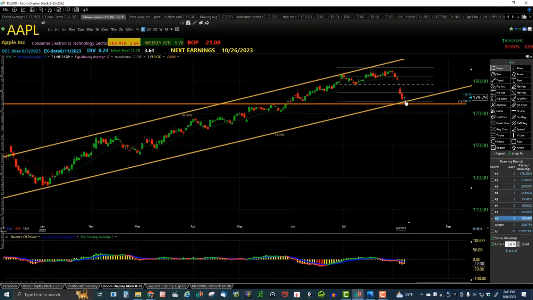Something like this, I look to play once I have confirmation, something like a 10, maybe even a 12-day, something that expires on a Friday, back up to the upside. I'm looking for confirmation first, and then I'd look for some calls to swing it back up to the midpoint.